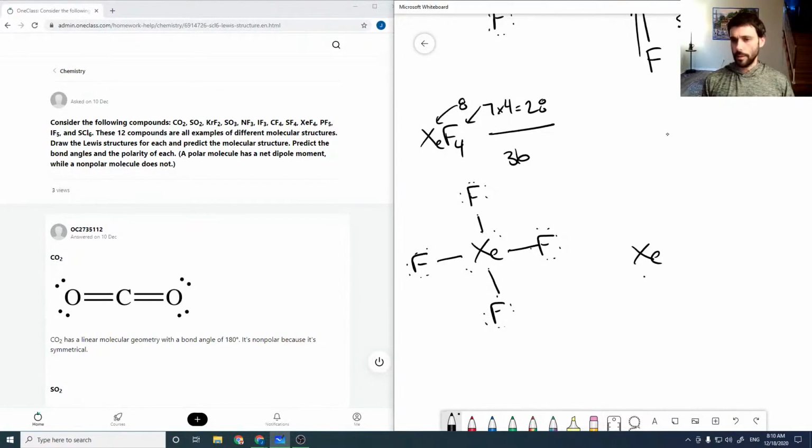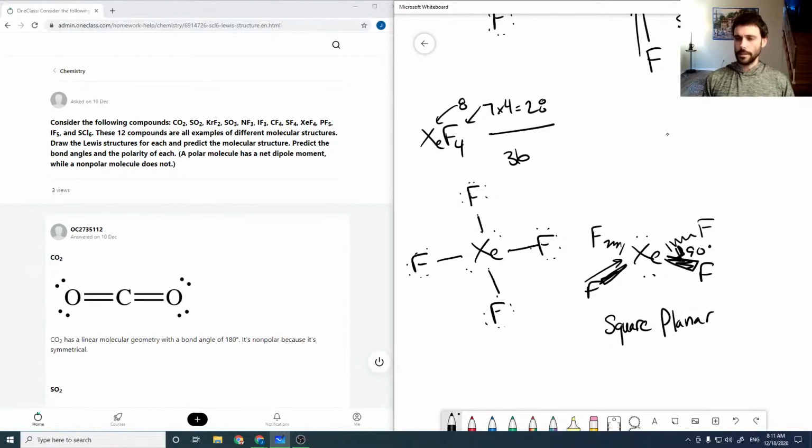So I'm going to put the lone pairs below and above, and I'm going to draw these coming out of the page, going into the page, coming out of the page, and going into the page. And then each of these angles in here is going to be our 90 degrees. This is a square planar structure. And although we have dipoles in here because of the symmetry, this guy is going to be non-polar.